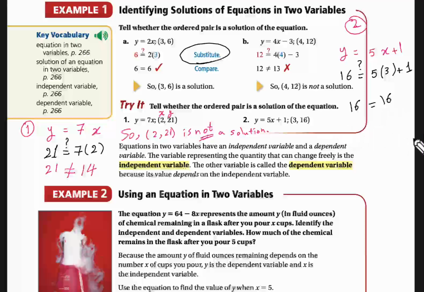Excellent. So 3 and 16, this ordered pair, is a solution for the given equation. Okay, so now my heroes, we know the meaning of solution and we know how to check if the given ordered pair is a solution to the equation.